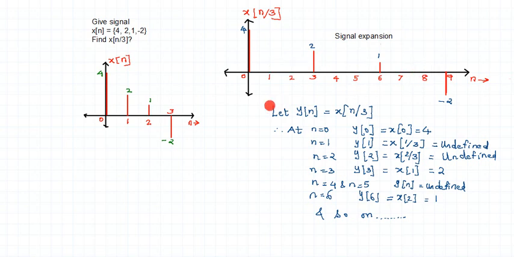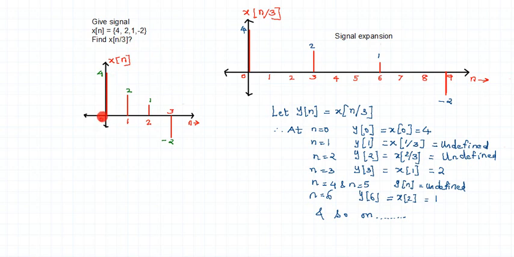So now, without doing this particular mathematical analysis, how can I directly obtain the expanded signal? Follow the same thing that we just discussed. What is your scaling factor? Your scaling factor is 3. It is doing expansion as A is less than 1. Your A value is 1 by 3. So it means that you are going to expand the signal. So multiply your time base with the scaling factor.